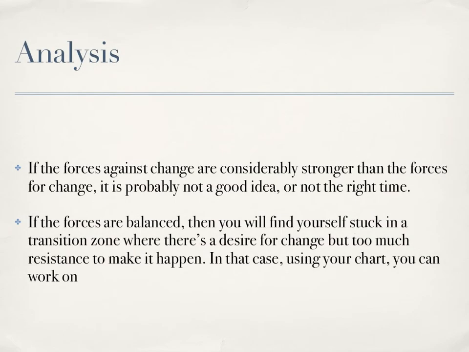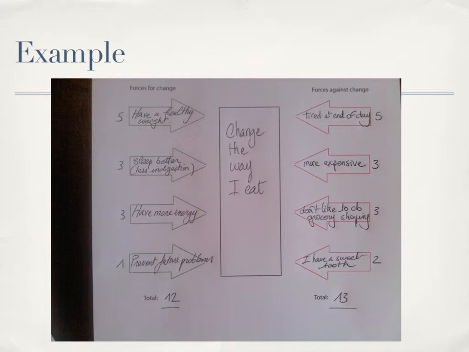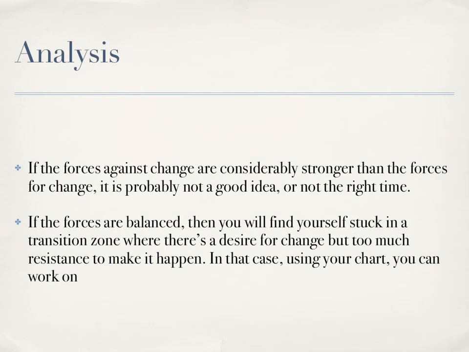Once you have these two numbers, if you see that the forces against change are much higher, like a ratio of 2 to 1, probably it's not your goal, maybe it's too big, or it's not a good idea, or maybe it's not the right time. But if you find yourself in a situation where the values are close to each other, like in the example we've seen here, 12 and 13, you're going to find yourself stuck in a position where you would like to change, you feel the need to change, but at the same time, the resistance to change is too strong.